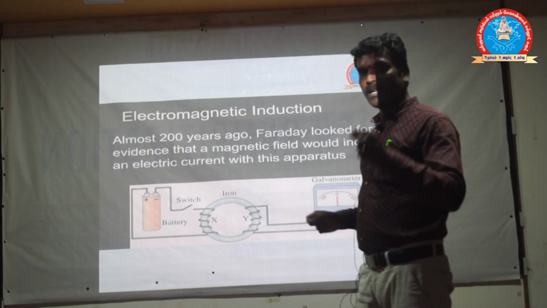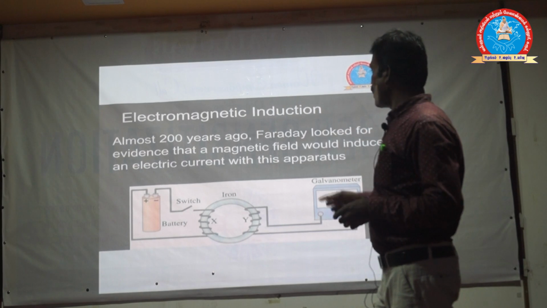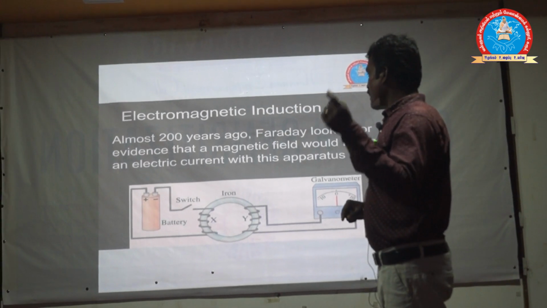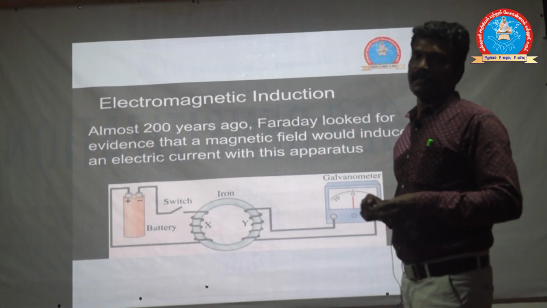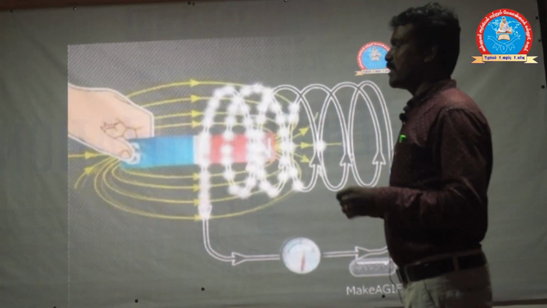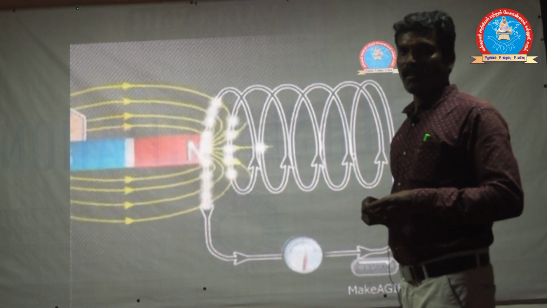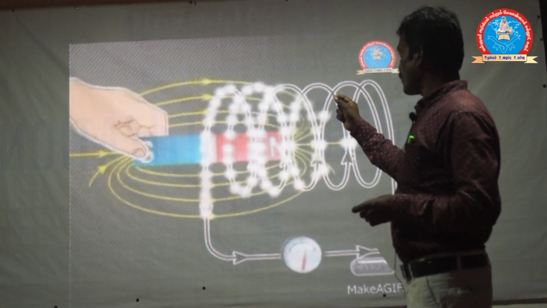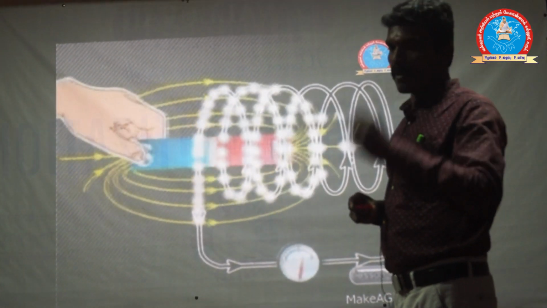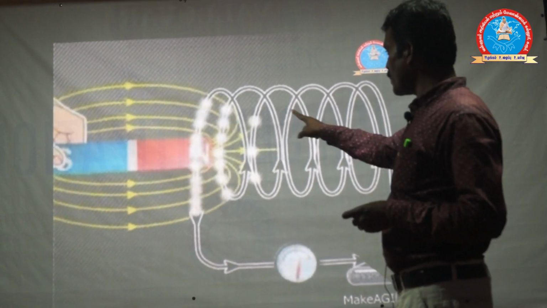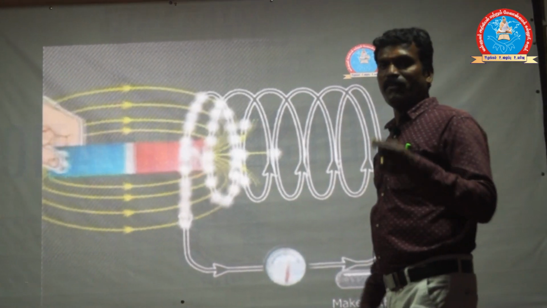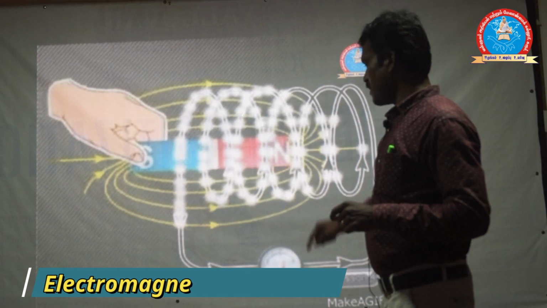Electromagnetic induction: almost 200 years ago, Faraday looked for evidence that a magnetic field would induce an electric current, with this apparatus. This is how electromagnetic induction is produced in the coil. When the magnet is not moving, the EMF is not produced, but when the magnet is moved, electromotive force is produced in the coil. It goes to the galvanometer and a deflection is created in the galvanometer.